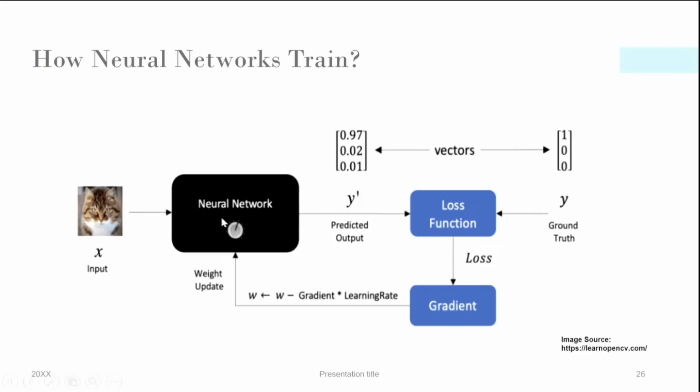So the model produces some output, and with the help of a loss function we calculate how much it differs, right? How much the output produced by the model differs from the ground truth. So this is what we call loss, and we calculate the gradients, and with the help of the gradients we try to adjust the weights and biases of different layers so that we get an output which is nearer to the actual value, right? So this is how a neural network gets trained.